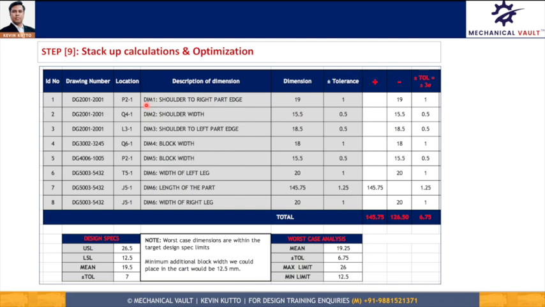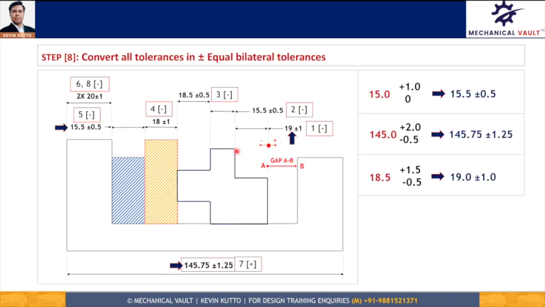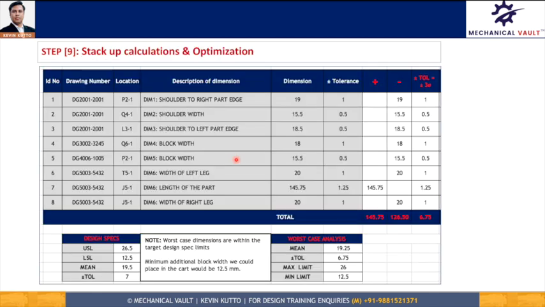Now here I have given the description. So the first description is shoulder to right part edge. Okay, shoulder means this shoulder here. So this shoulder to the right part edge. So the description provides more information about the dimension and tolerance, which will help us to understand that particular dimension and tolerance on the engineering drawing or part.